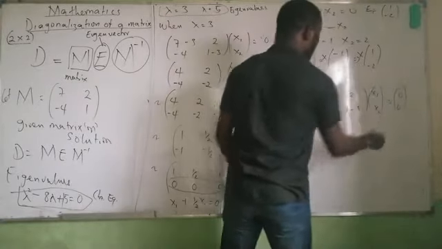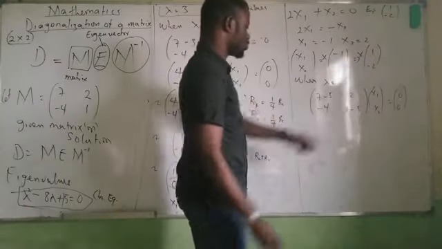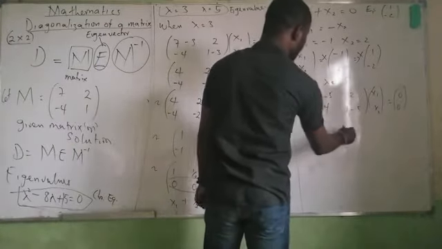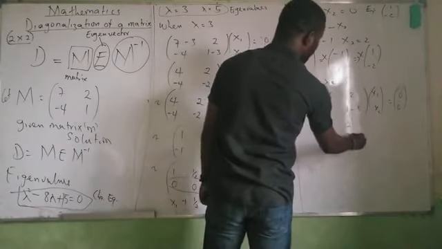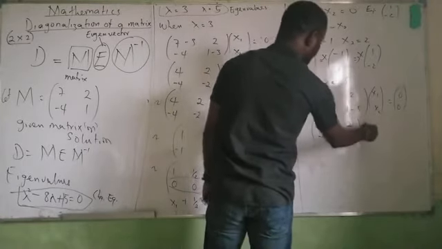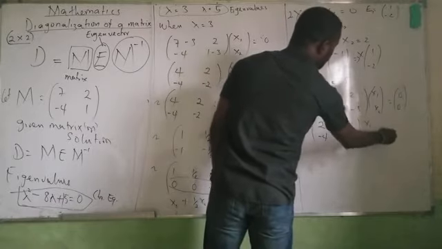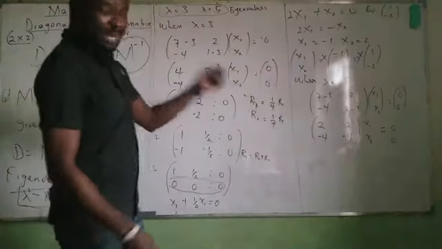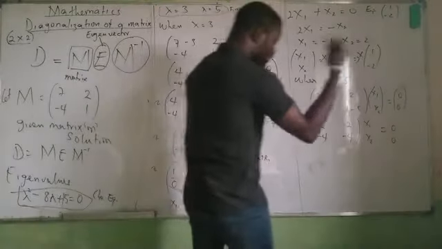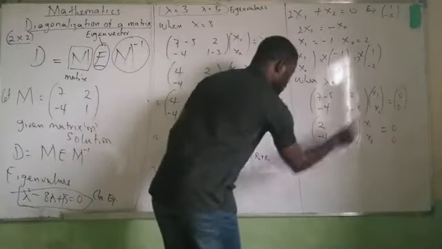Now, can we continue? This one will be 2, and here will be 2, here will be minus 4, here will be minus 4, and I'll be having x1, x2, equals to 0, 0. Now, I can do the same thing. I want to reduce. By so doing this, by now, I think you should be able to understand.